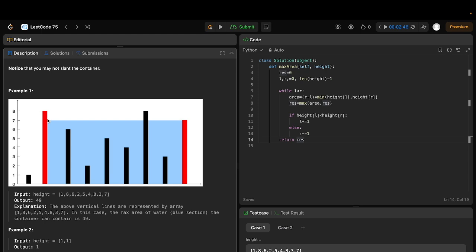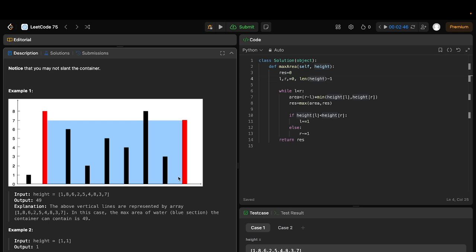And that's something you want to note with this: you're trying to find a maximum, and you want to do so by finding not only the biggest distance, but also the biggest height. And that's what this code aims to do. So you say, okay, here's your res, you set equal to 0. Then you have an L and R, L being set to 0 and your right pointer R being set to the length of height minus 1. So you're starting one at the beginning and one at the end.